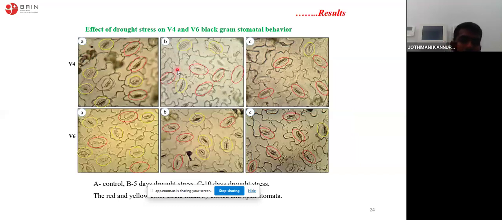In these figures we observed the stomatal behavior of 1.4 and 1.6 black gram plants. It indicated that stomata are closed under stress condition when compared to control. The red circle represented the closed stomata. The yellow circle represented the open stomata. From this result, we clearly understand that as drought stress increased from 5 days to 10 days, the number of closed stomata increased.